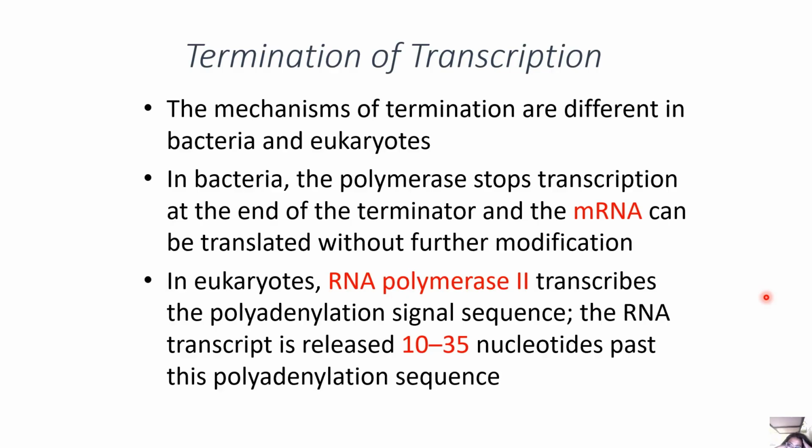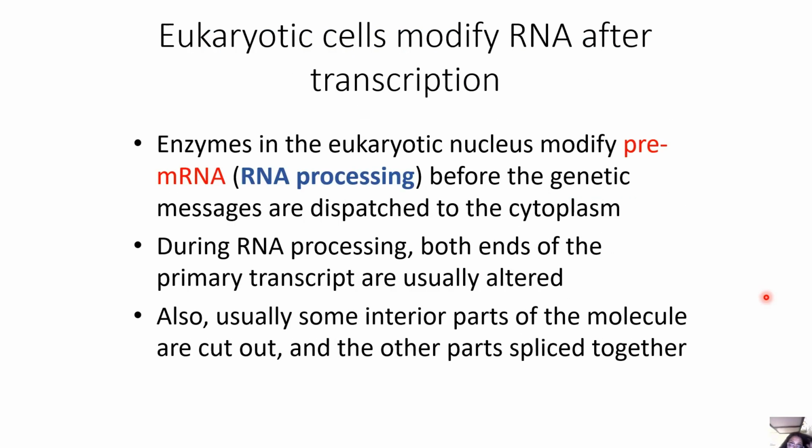Now, the mechanisms of termination are different in bacteria and eukaryotes. In bacteria, the polymerase stops transcription at the end of the terminator, and the mRNA can be translated without further modification. In eukaryotes, RNA polymerase II transcribes the polyadenylation signal sequence. The RNA transcript is released 10 to 35 nucleotides past this polyadenylation sequence. Enzymes of the eukaryotic nucleus modify pre-mRNA in RNA processing before the genetic messages are dispatched to the cytoplasm.